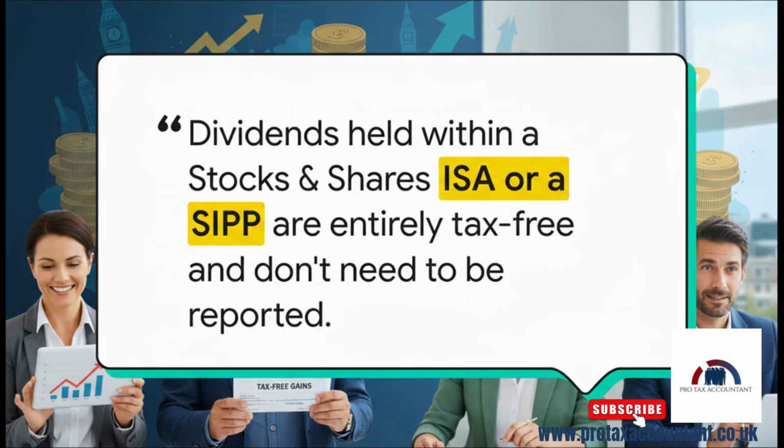And for your personal investments, this next point is an absolute game changer. Did you know that any dividends held within a stocks and shares ISA or a SIPP, that's a self-invested personal pension, are entirely tax-free? They don't use up your dividend allowance and you don't even need to report them to HMRC. It's an incredibly powerful way to grow your investments.